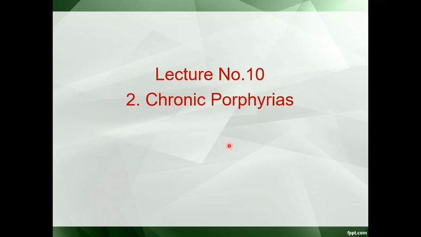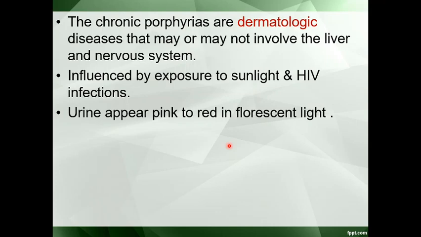Lecture number 10, Chronic Porphyria. The chronic porphyrias are dermatological diseases that may or may not involve the liver and nervous system. They are influenced by exposure to sunlight and HIV infections. Urine appears pink to red in fluorescent light. So, these are the dermatological diseases that may or may not involve the liver or the nervous system.